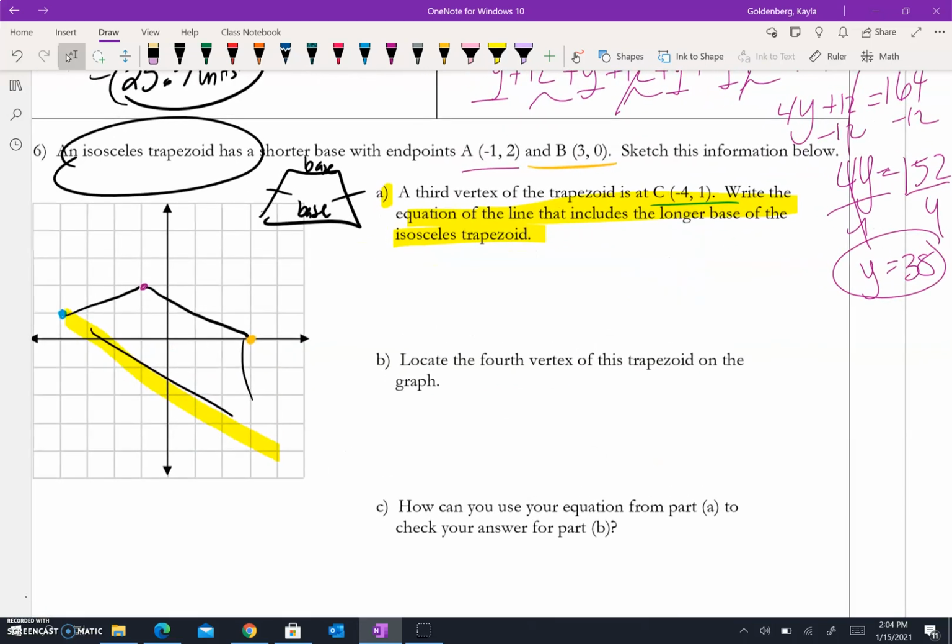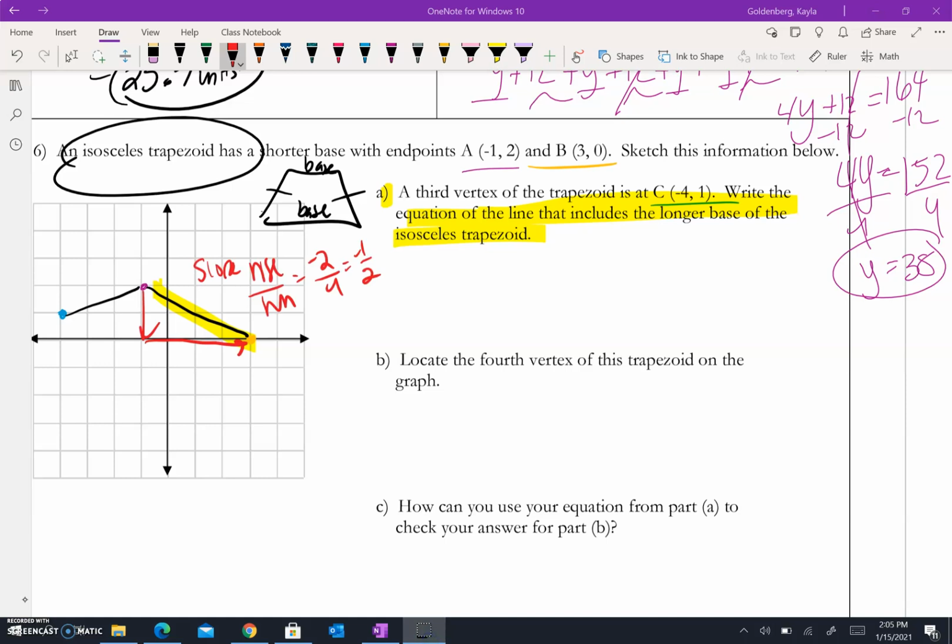So we know that those lines are parallel, so the first thing I would want to do to figure out what the bottom base is like, because I don't know where that 4th point is, is figure out what the slope of my little base is. So I'm going to find my slope. Okay, my slope work is in red. It looks like it simplifies to -1/2.